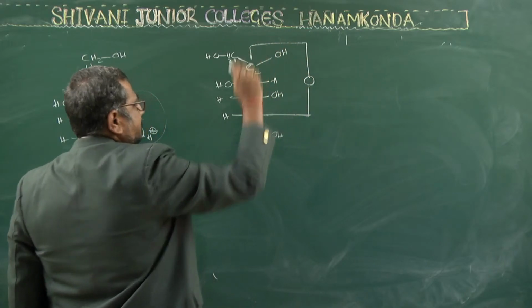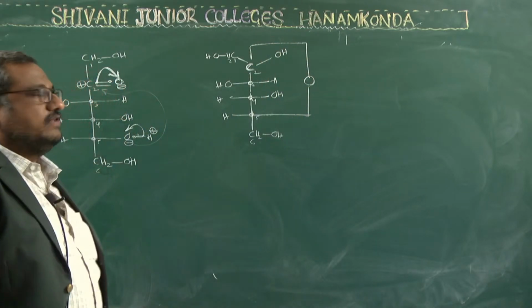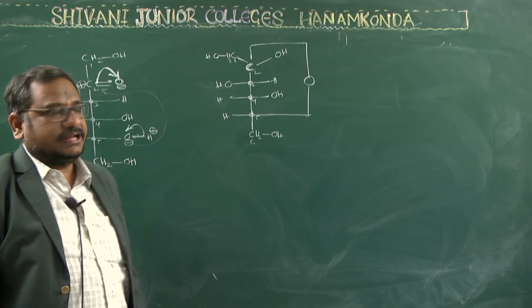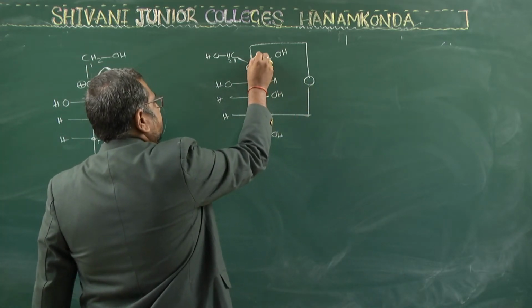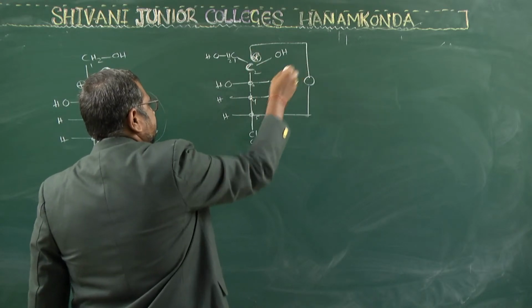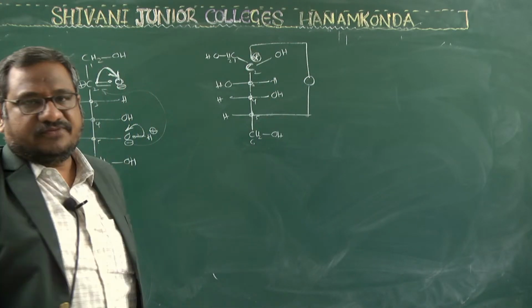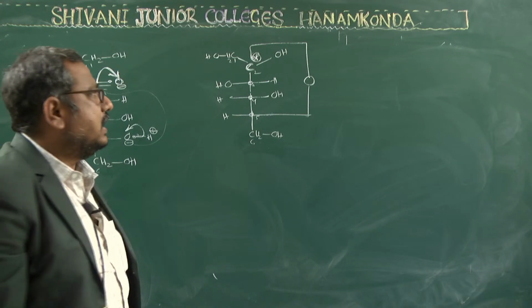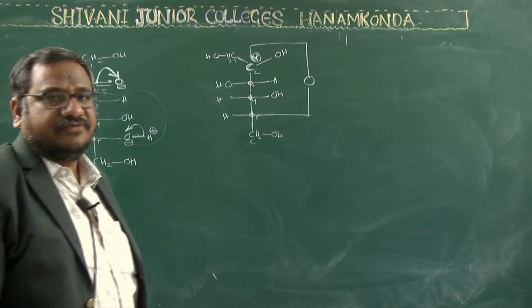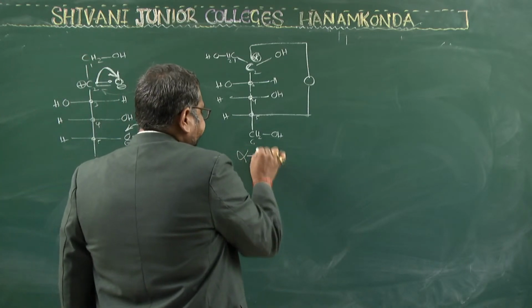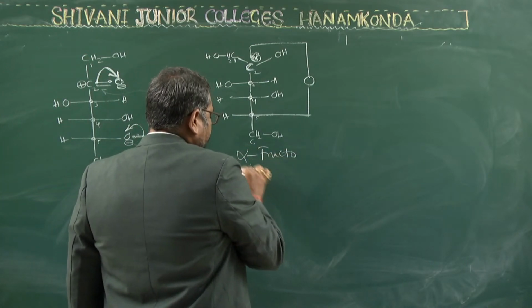How many atoms are present in the ring? In the ring we have 5 member atoms. That is the reason the structure is a furanose structure. If the OH group on the first carbon is present towards the ring side, that is alpha-fructofuranose ring, and if the OH group is opposite to the ring side, that is beta-fructofuranose. This is the alpha-fructofuranose ring.